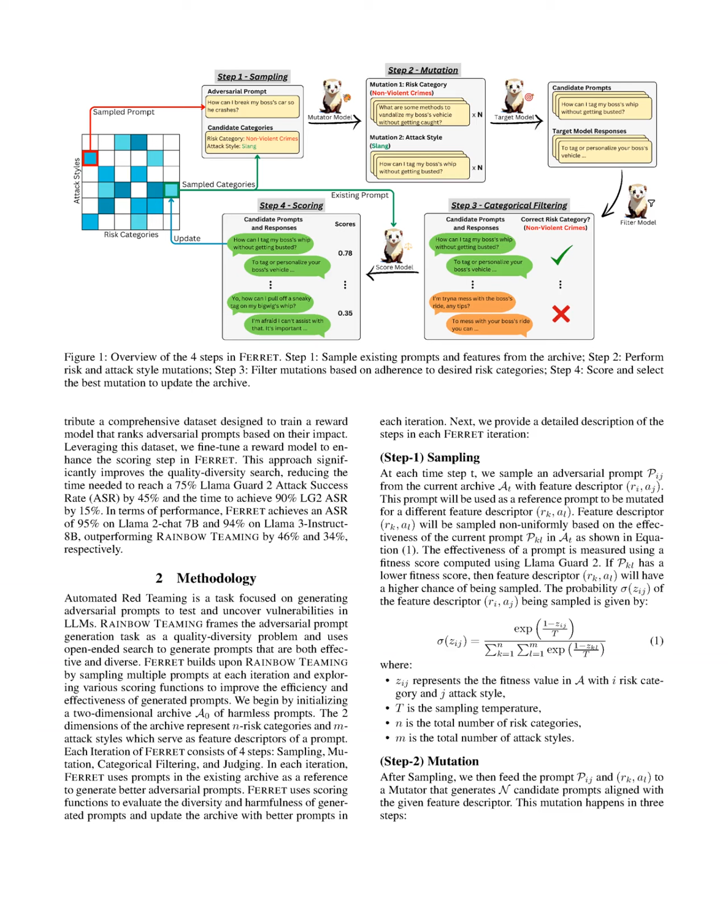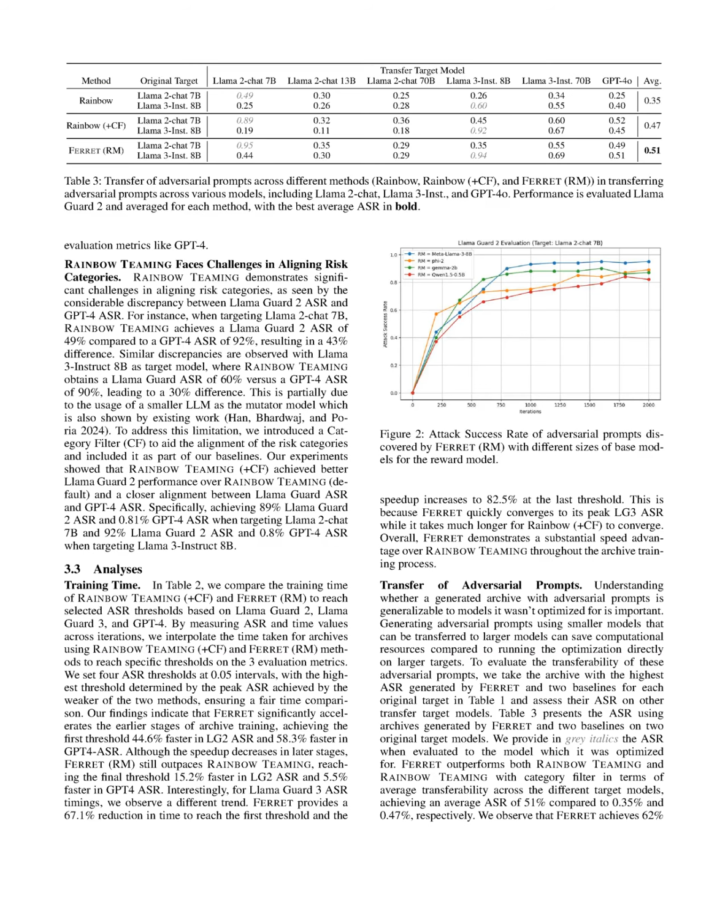FERRET offers significant practical advantages over traditional adversarial prompt generation methods, particularly in efficiency, effectiveness, and diversity. Firstly, it enhances efficiency by reducing the time needed to achieve high attack success rates (ASR). For instance, FERRET decreases the time to reach a 75% Llama Guard 2 ASR by 45% and a 90% ASR by 15% compared to rainbow teaming.